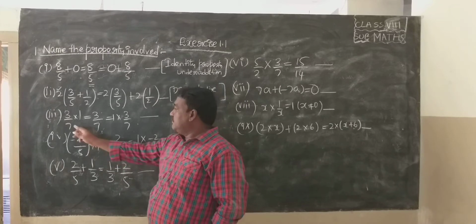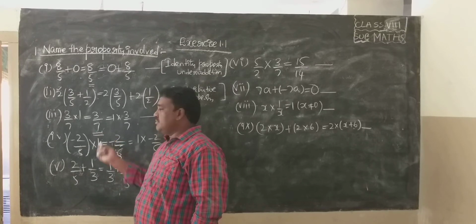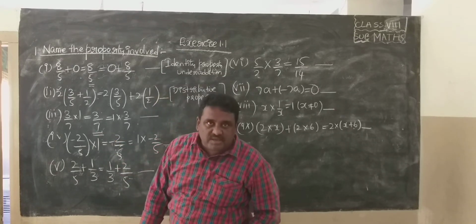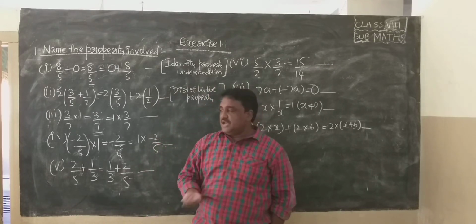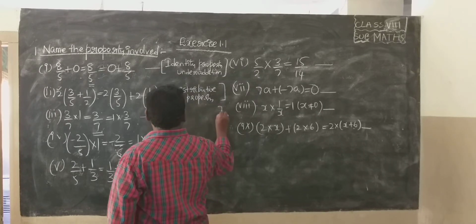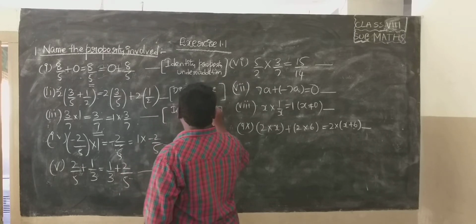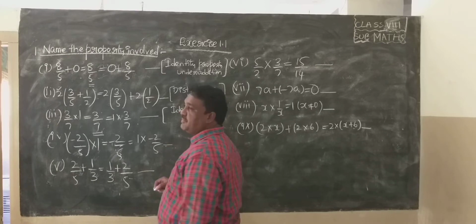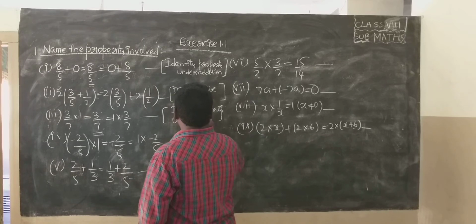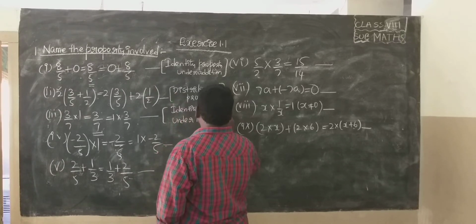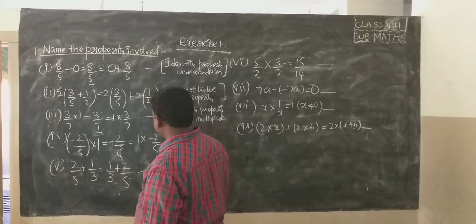Third one. 3 by 7 into 1. Again you are getting the same. You are getting the same means name of the property. I told you at that time only. Again, identity property under multiplication. Or you can write multiplicative identity property. Identity property under multiplication.